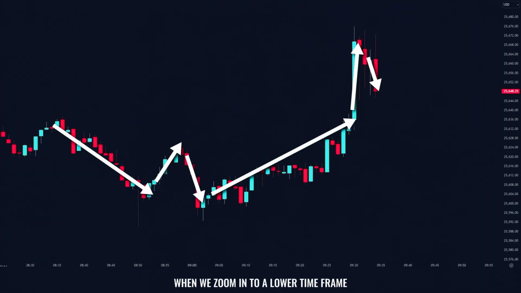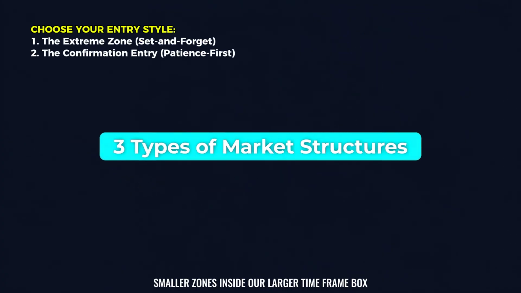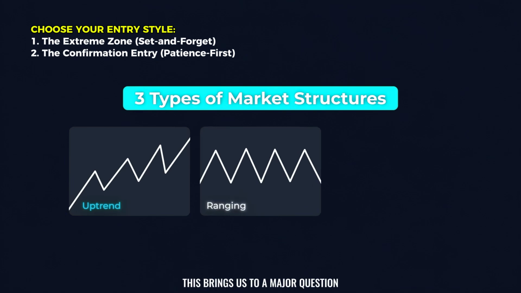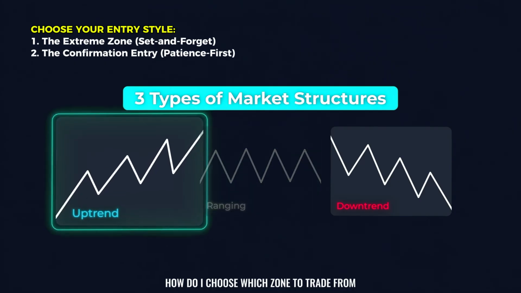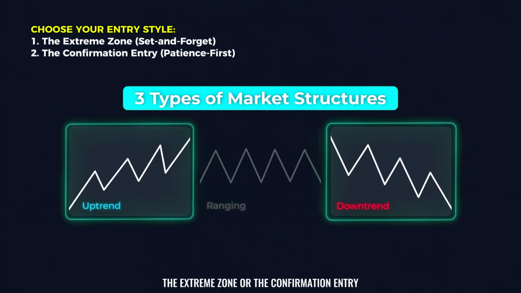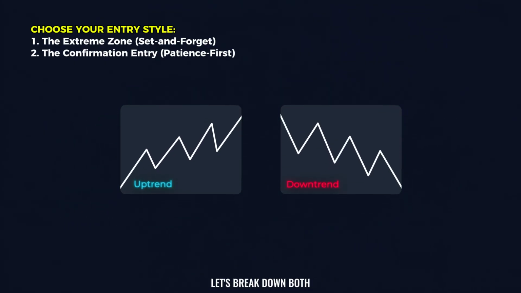Part 3. The extreme versus confirmation entry dilemma. When we zoom into a lower time frame, we will often find multiple smaller zones inside our larger time frame box. This brings us to a major question that confuses many beginners. How do I choose which zone to trade from? You have two primary options: the extreme zone or the confirmation entry. Let's break down both so you can choose the style that fits you best.